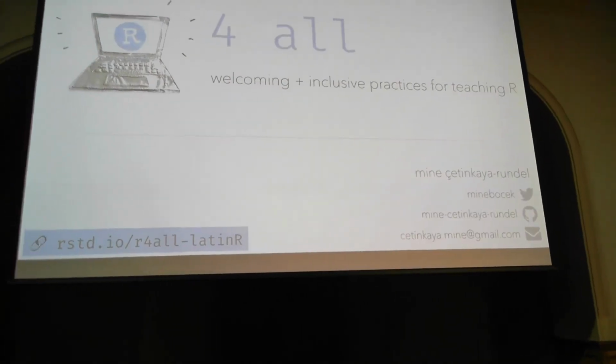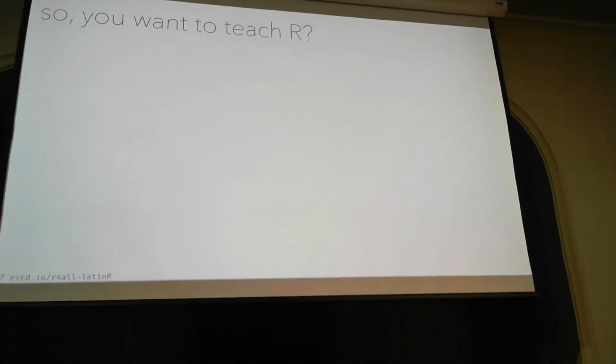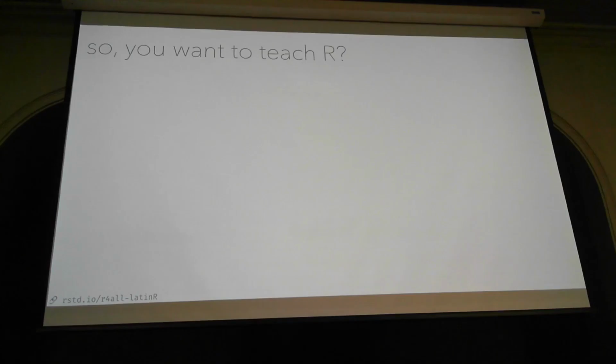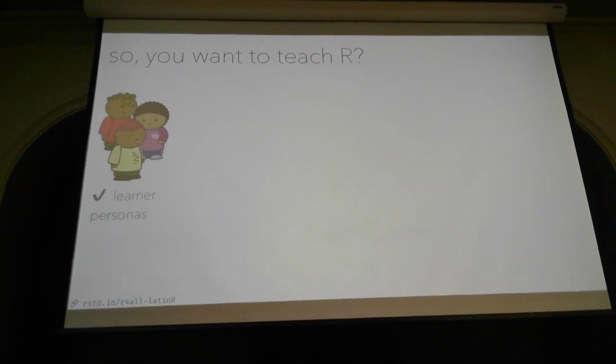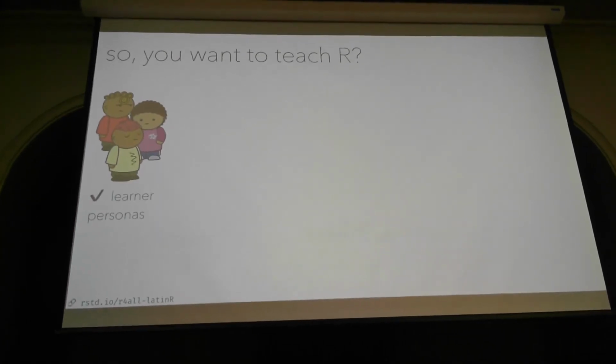So, let's start with this. So you want to teach R. What are some of the things you should be doing to begin with? This is something I've learned from my colleague Greg Wilson. The first thing you should do is actually write learner personas. If you don't know what they are, I highly recommend reading about them. They are incredibly helpful to help you gauge who you think this class is for, whatever that class environment is, either a semester-long course or a 2-hour workshop.